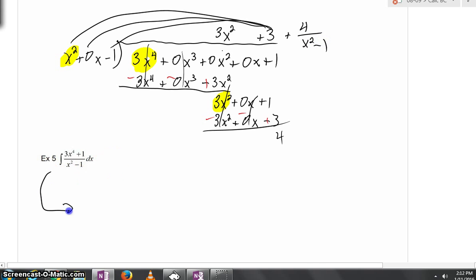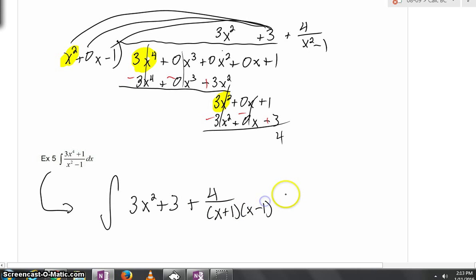So this integral, and we're not even going to finish it. We didn't finish it in class either. But now this integral that looked very, very difficult can be rewritten as the integral of 3x squared plus 3 plus 4 all over x plus 1 times x minus 1. The 3x squared and the 3, you know the antiderivative of. This last fraction you're going to have to do much the same way we did in example 1 with a partial fraction decomposition. But really that wraps up our lesson on partial fractions.